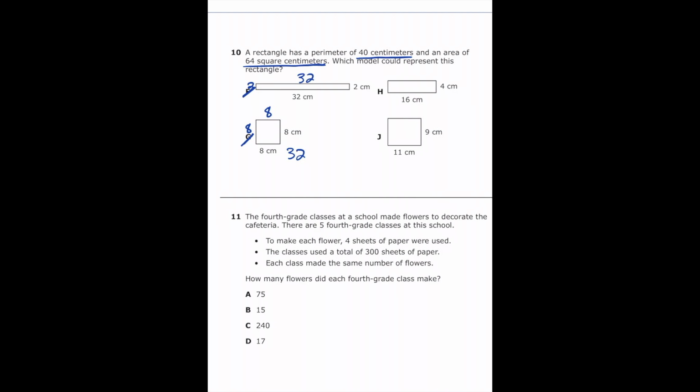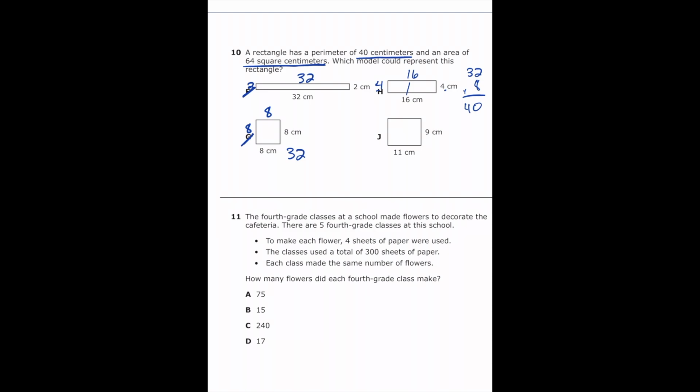Letter H, I'm going to go ahead and fill in my 16 over there, my 4 over there. And let's go ahead and add up all these sides. So 16 plus 16 is 32. 4 plus 4 is 8. And then if we add that together, we should get 40. So the perimeter is looking good.